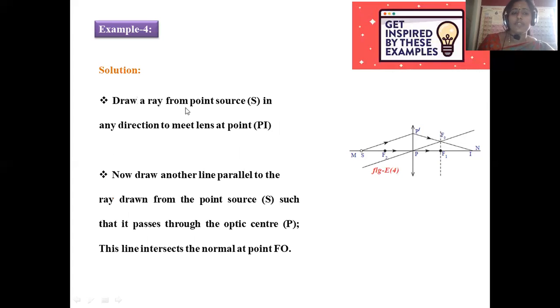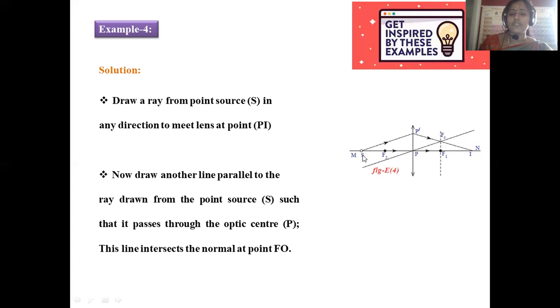Draw a ray from the point source S in any direction to meet the lens at the point P prime, right? So here, one of the lines is exactly on the principal axis we drew, and the second, in order to bisect at P prime, another light ray was drawn, and that used to bisect on this convex lens. Now, draw another line parallel to the ray diagram from the point source such that it passes through the optic center. Just now we discussed. So one is passing through the optic center, the second is passing through P prime. P is the optic center, P prime is the other point on the lens. So with a certain angle it is moving.